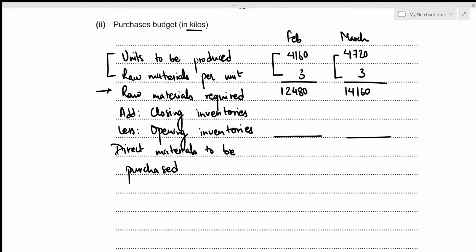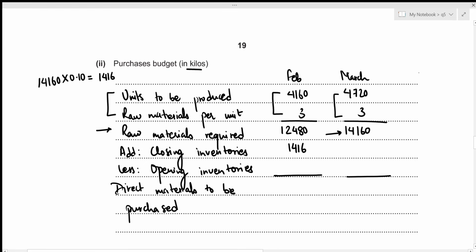And we are told that the closing inventory of this month is 10% of next month's requirement, right? So for February, that's going to be 10% of the raw materials required for the month of March, which we have right here. Let's figure out its 10%. That's 14,160 times 10%, which you can write down as 0.10, which is also in the value of 1,416. This will be our closing inventory of the raw materials for the month of February. That's 1,416. And now closing inventory for the month of March is going to be 10% of the raw materials required for the month of April, right?